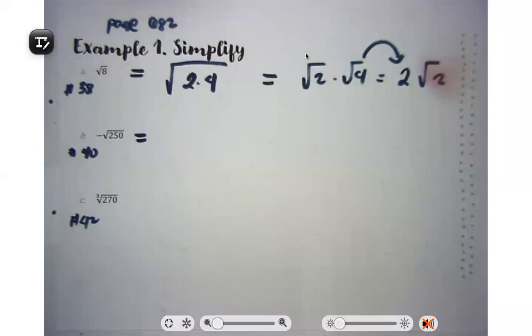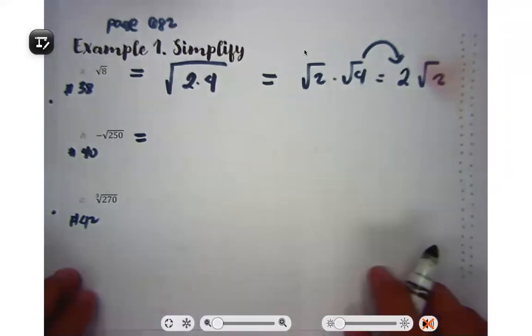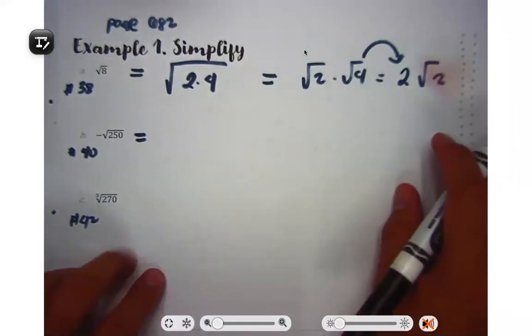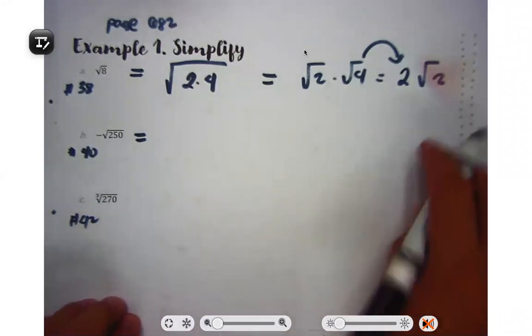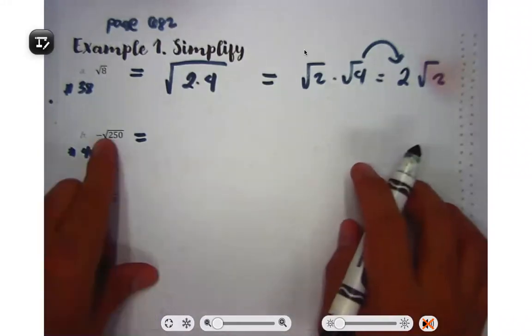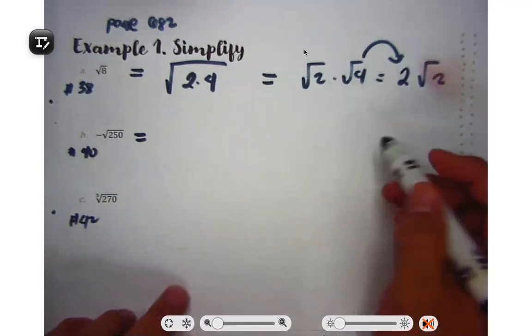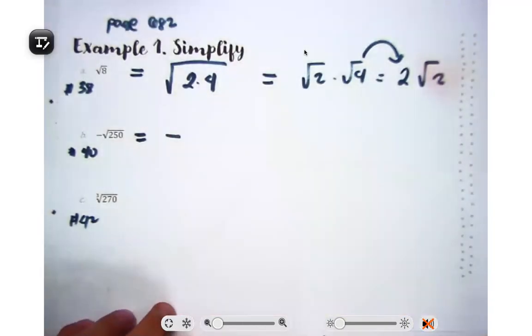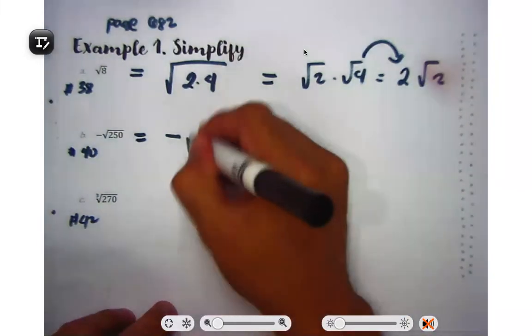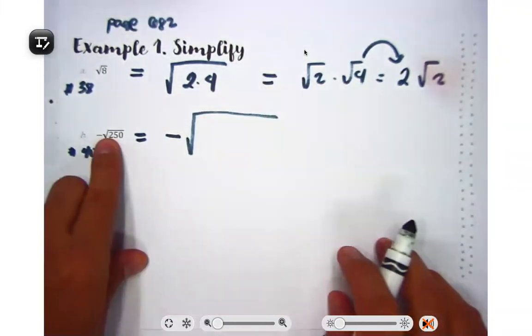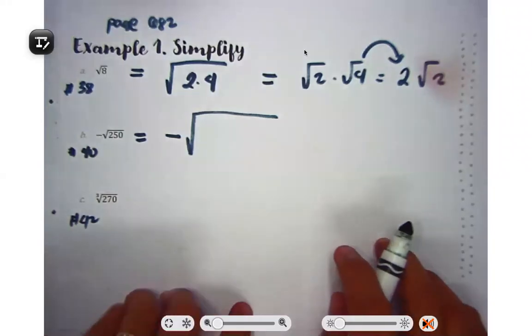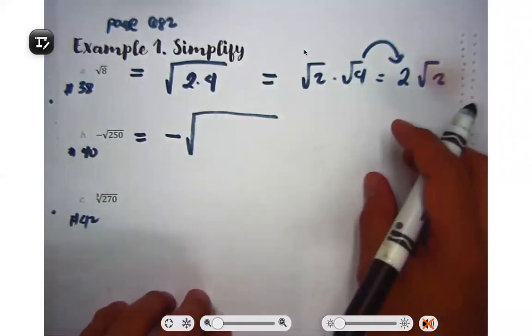Let's have letter B. This is number 40 of your book, page 682. Negative square root of 250. We see that the negative is outside your radical, so let us stay there. Now we have to look for factors of 250 such that one of them is a perfect square. What are those?